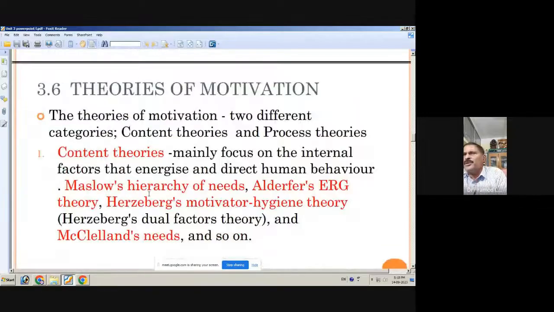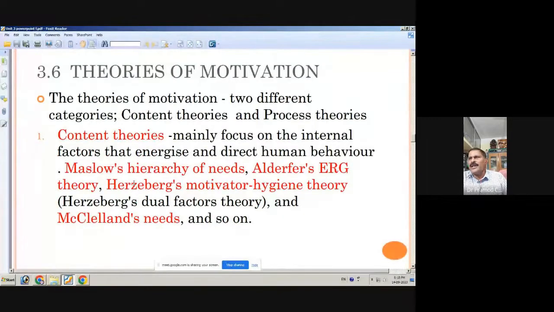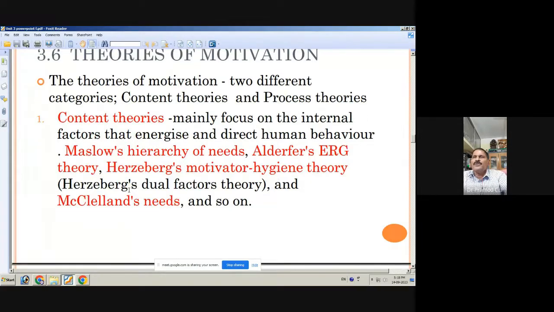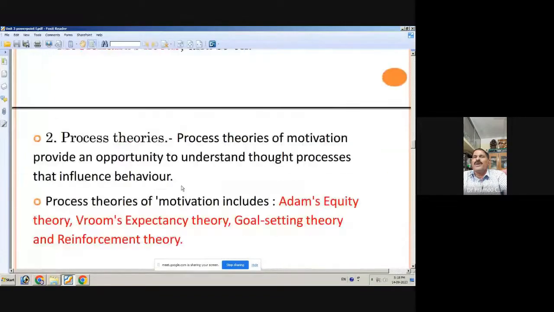But there are different theories of motivation, and they can be categorized into two. One is content theories and another is process theories. Content theories mainly focus on the internal factors that energize and direct human behavior. Maslow's theory, that is the hierarchy of needs, Alderfer's ERG theory is also there. Herzberg's motivator-hygiene theory is there. Let us go one by one.